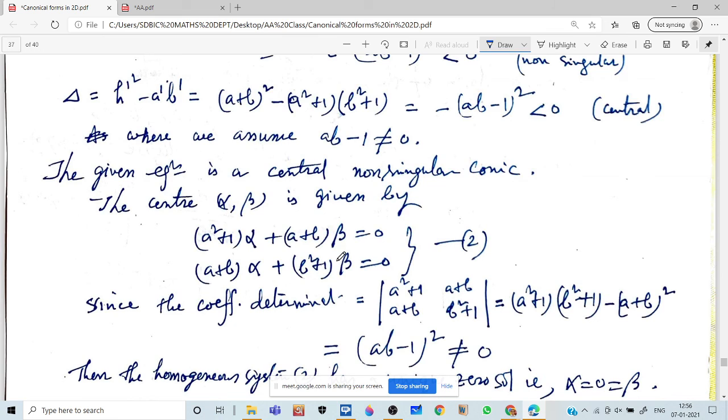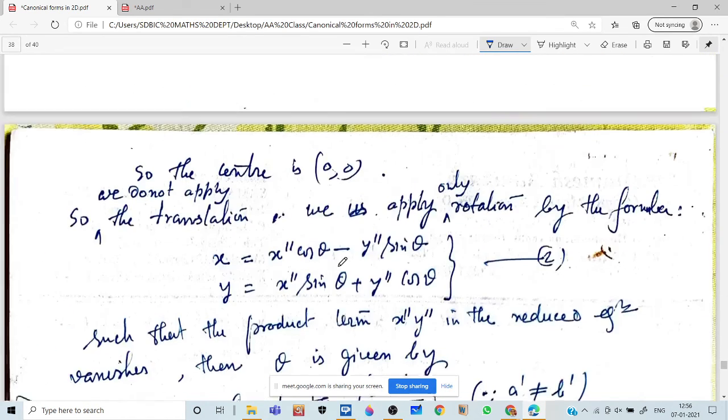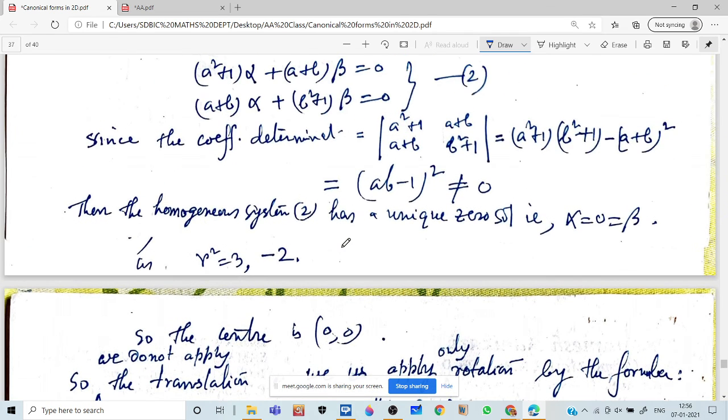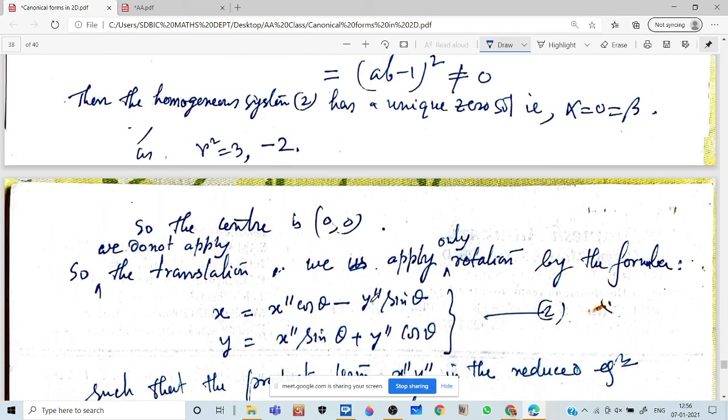Put alpha equal to 0 and beta equal to 0. So the center is (0, 0). We do not apply a translation because the center is the same. So we only apply the rotation.